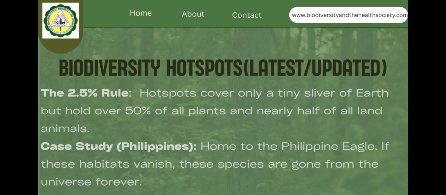One of the most important hotspots is the Philippines. The good news? It's home to thousands of endemic species, including the majestic Philippine eagle, one of the rarest eagles on Earth. The bad news is that deforestation and development have heavily reduced its natural forest. If habitat disappears here, those species don't relocate. They vanish from the planet forever.